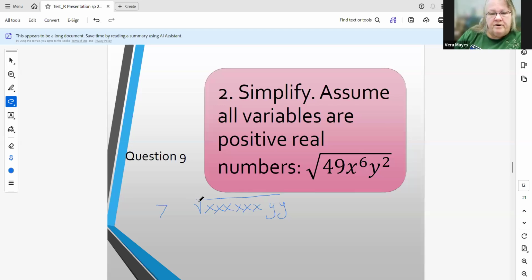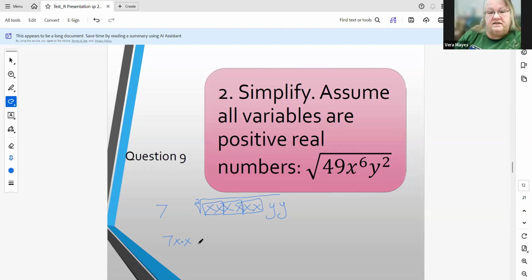Remember, this is a square root, so I'm going to go ahead and write that index in there. Since we're kind of lazy, we don't always write it. If it's 2, we don't write it. Anything else, we do. So this says I need a pair of something to be strong enough to come to the front. Well, here's a pair of x's. So they're going to send a representative to the front. Here's another pair of x's.